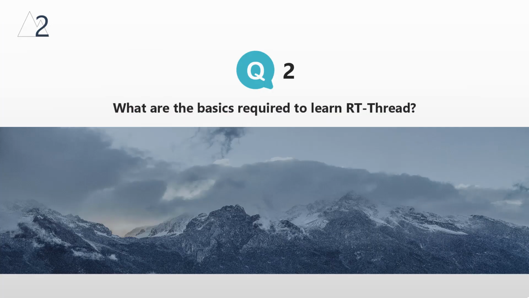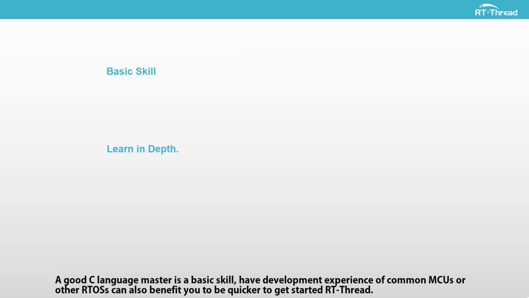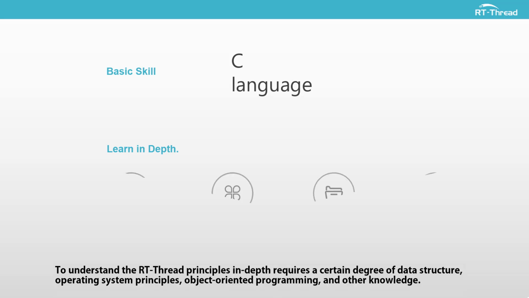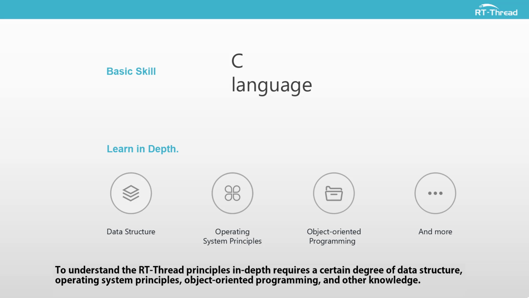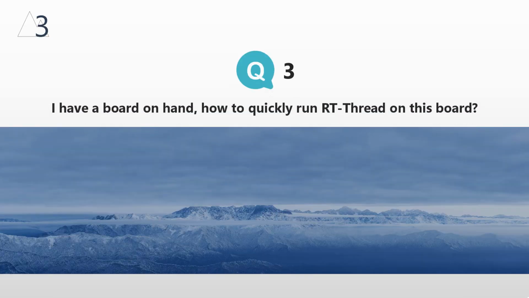Question 2. What are the basics required to learn RT-Thread? A good C language master is a basic skill. Having development experience of common MCUs or other IoT OS can also help you get started with RT-Thread quicker. To understand the RT-Thread principles in depth requires a certain degree of data structure, operating system principles, object-oriented programming, and other knowledge.